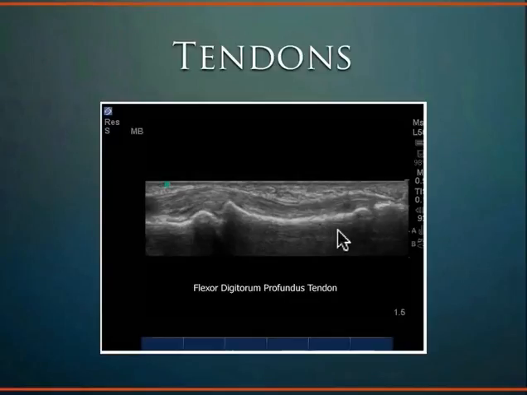This is a finger flexor tendon. This is the middle phalanx through here, the lining of the bony cortex. This is the tendon overlying that, and this is the subcutaneous tissue. So very exquisite, very nice view of tendon tissue.